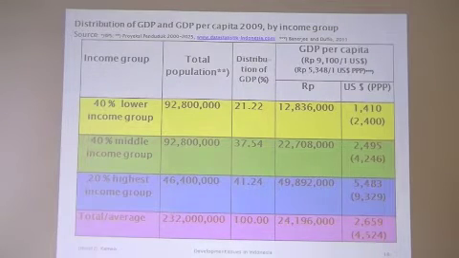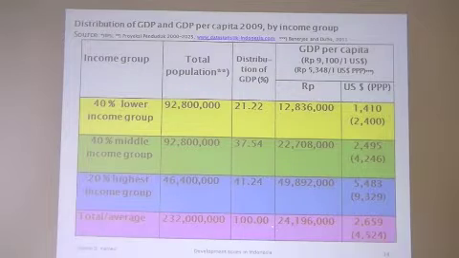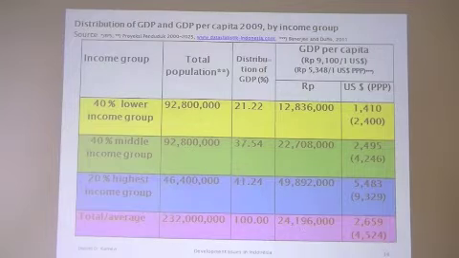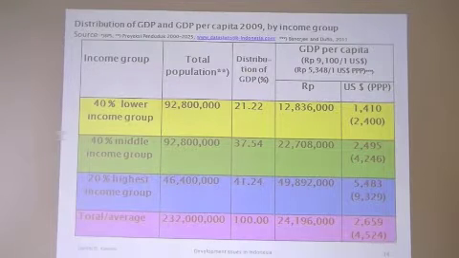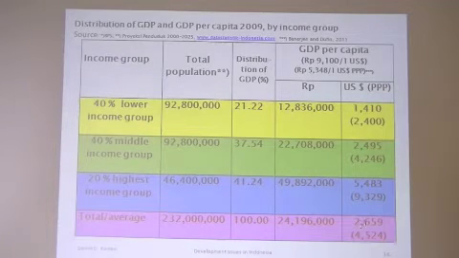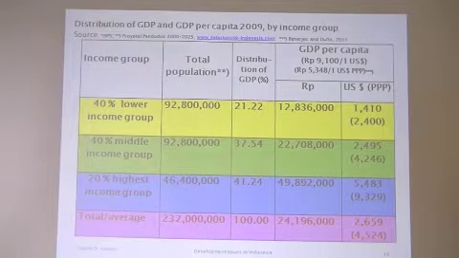So if we talk about per capita income, then in 2009, per capita income in rupiah is 196,000 rupiah per person per year. That's in rupiah, or approximately in dollar terms, it's about 2,659, or in purchasing power terms, it's about $4,524. That's the average.